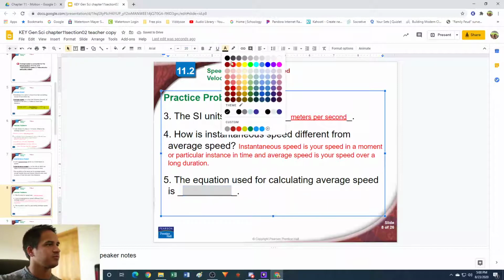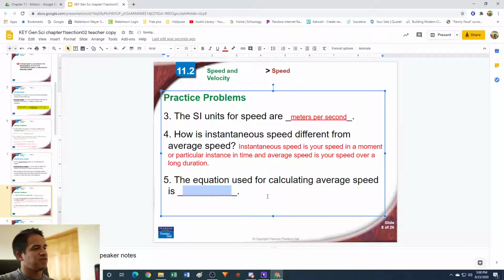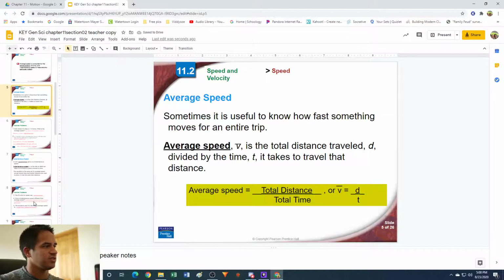All right, number 5, the equation used for calculating average speed is, oh, we wrote this one down already. So we know that average speed is equal to total distance divided by total time. And that again is on the previous slides right there.